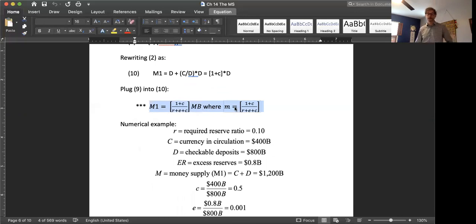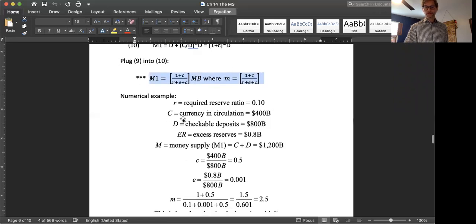The money multiplier is (1 + c) / (r + e + c), where little r is the reserve requirement ratio, okay? So this is algebraically how you can figure out how big that money multiplier is. This tells you when the Fed changes the monetary base, how many more times will M1 change?